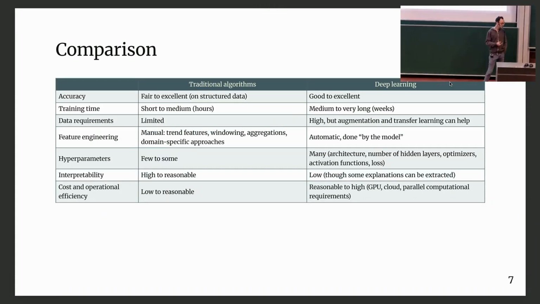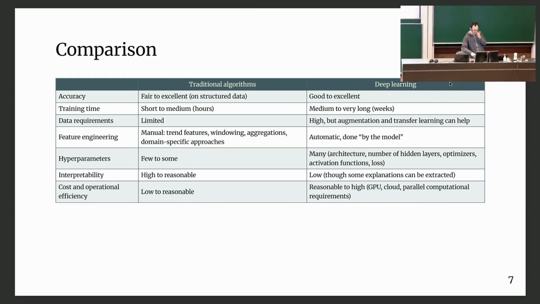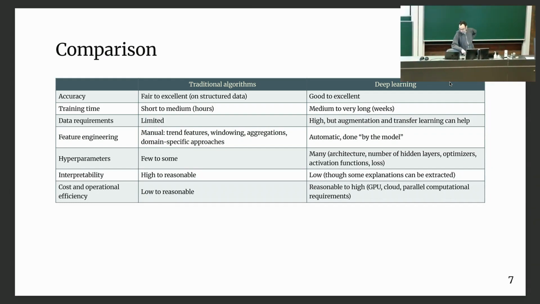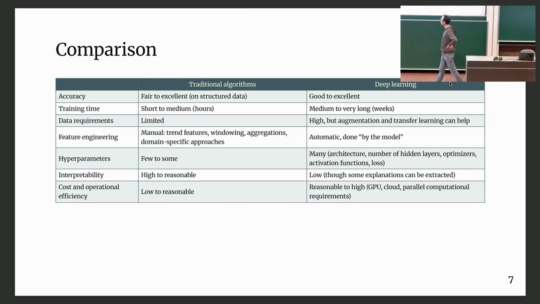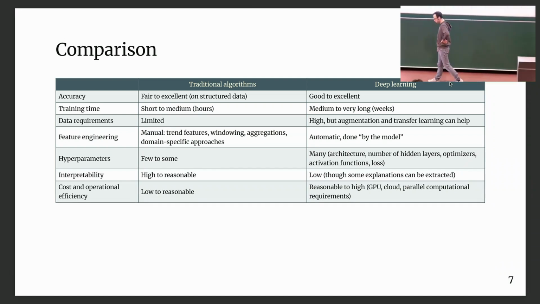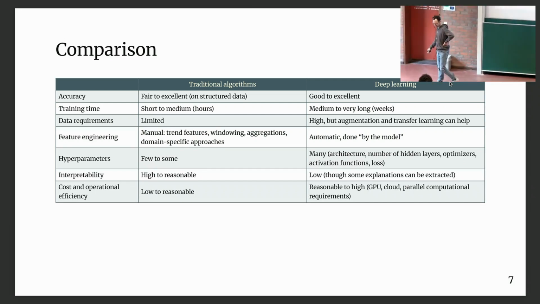So if you make the comparison between traditional algorithms and deep learning, it's not just accuracy, right? You also need to consider training time, data requirements, and feature engineering. Is it better to do that manually, or do you not want to do that manually and let a model do that? How many hyperparameters do you have that you need to tune? With deep learning, there can be many hyperparameters that you can pick, as we will see. So it's not always the case that whenever you are dealing with non-tabular data, deep learning is the best answer. There are these different trade-offs to make.